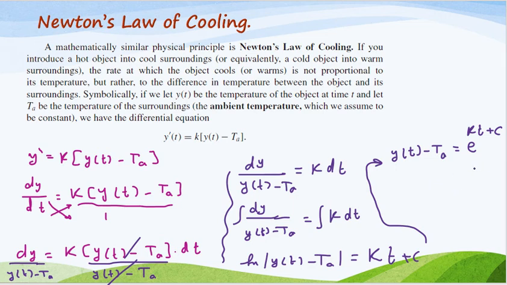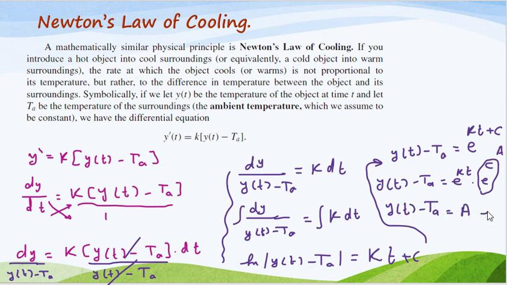Now we can write y of t minus Ta is equal to e to the kt times e to the c. We can suppose this is A. So y of t minus Ta is equal to A times e to the kt. Moving Ta to the other side, y of t is equal to A times e to the kt plus the ambient temperature. This is Newton's law of cooling.